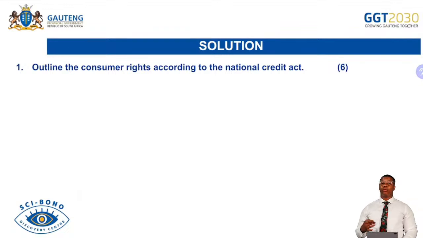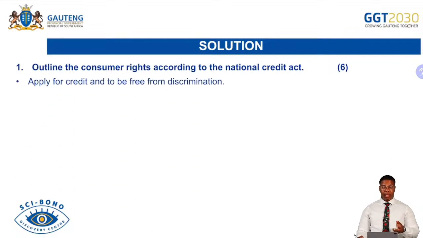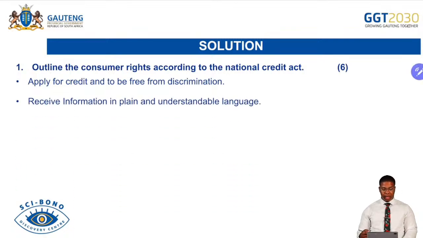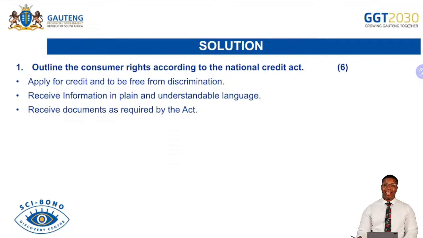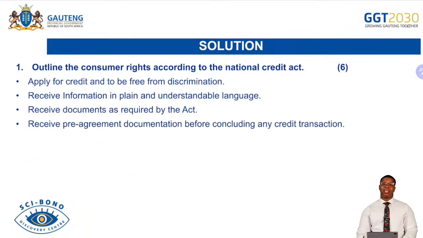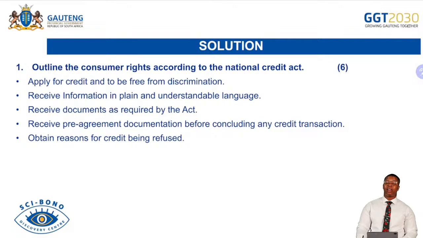Now, the consumer rights, by now you should know that, 1, consumers have a right to apply for credit. That's one. They have a right to apply for credit and to be free from discrimination. And then they have a right to receive information in plain and understandable language. Furthermore, they have a right to receive documents as required by the Act. And they also have the right to receive pre-agreement documentation before concluding on any credit purchase or transaction. They also have a right to obtain reasons for credit being refused, to say why the credit was not granted.